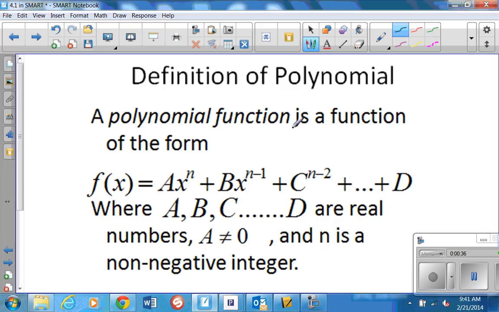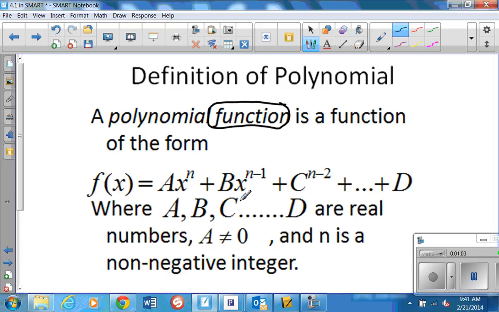The definition of a polynomial. A polynomial is a function. So first of all, polynomials are functions, and basically you have x to some power. You can have coefficients on them, and then you have x to a lower power, plus all the way down till x is no power, which would make it a constant.